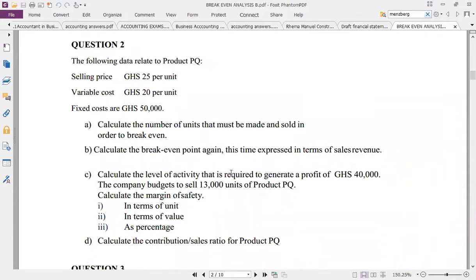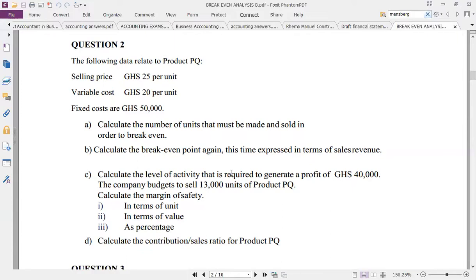Question 2 says that the following data relate to product PQ. Selling price is 25 cedis. Variable cost is 20 Ghana cedis per unit. Fixed costs are 50,000 cedis. So first, calculate the number of units that must be made and sold in order to break even. Then, calculate the break-even point again, this time expressed in terms of sales revenue. Then C, calculate the level of activity that is required to generate a profit of 40,000 cedis.